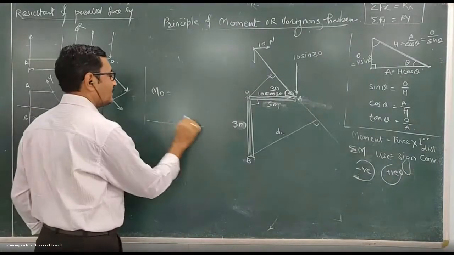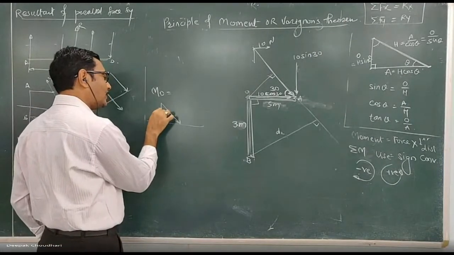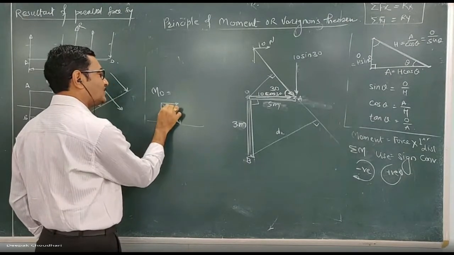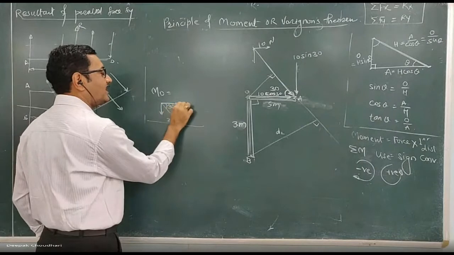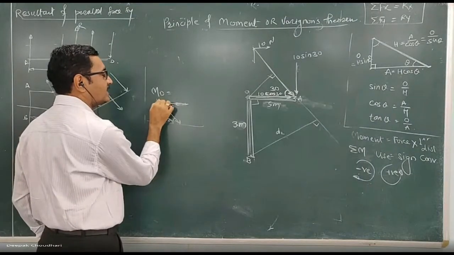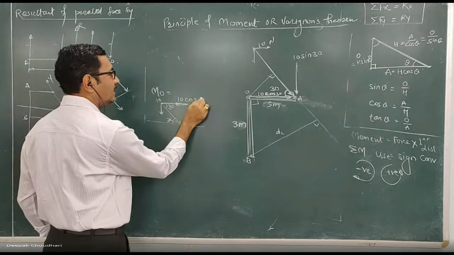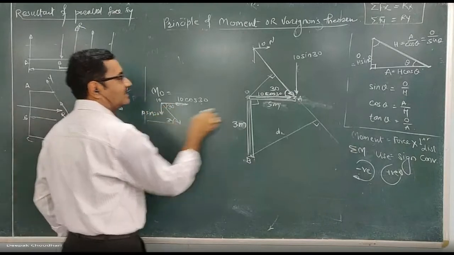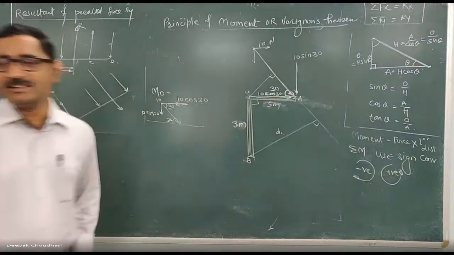Listen, how to resolve the force into rectangular components. The difficulty is that if this angle is 30, then this angle will also be 30, alternate angle. And I told you that the component adjacent to the given angle is always a cos component. That's why this component will be 10 cos 30 and this is 10 sin 30. I've written it here.